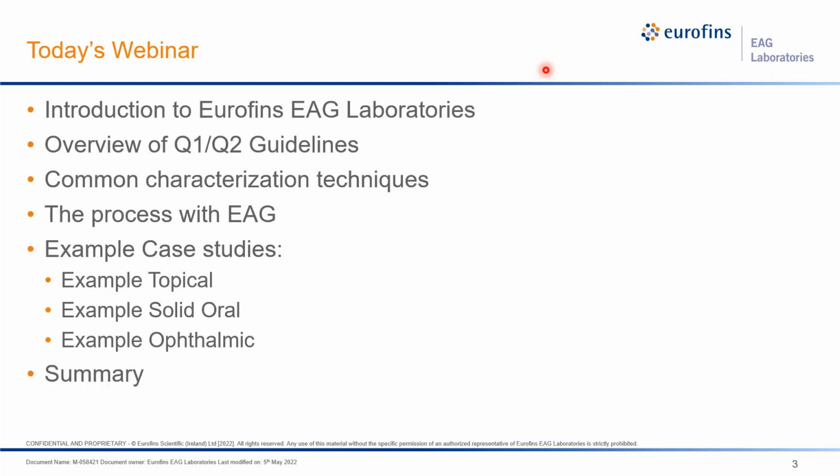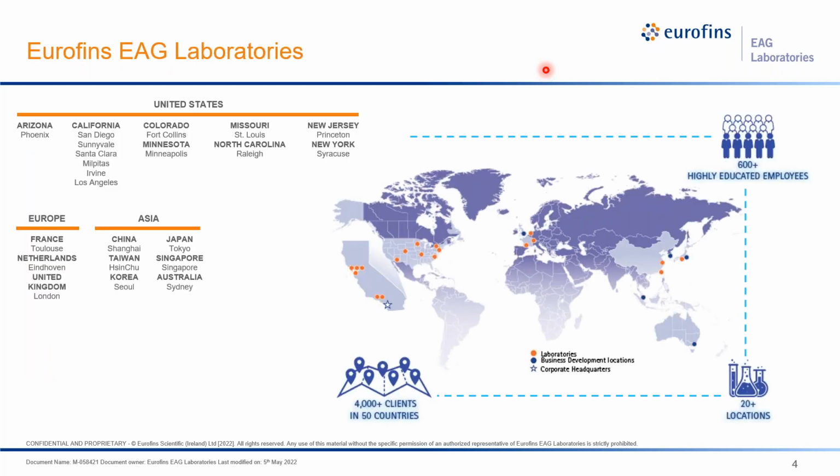So in today's webinar, we're going to talk about several different topics, including Eurofins, an overview of the Q1, Q2 guidelines, some common characterization techniques that we have, the process and how it works when you want to do a project with EAG, some example case studies of a topical, which you can think of ointments, creams, a solid oral, think of tablets, pills, capsules, and ophthalmic, which would be things like eye drops. And then we'll summarize.